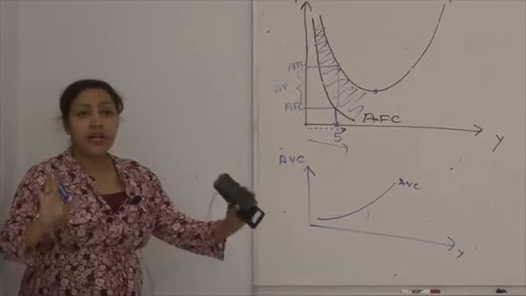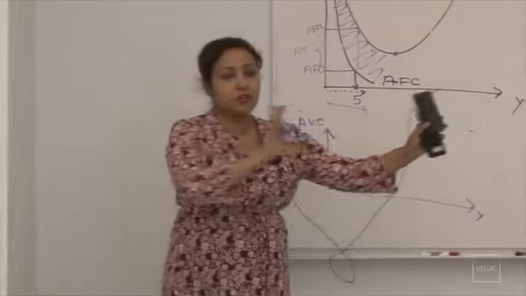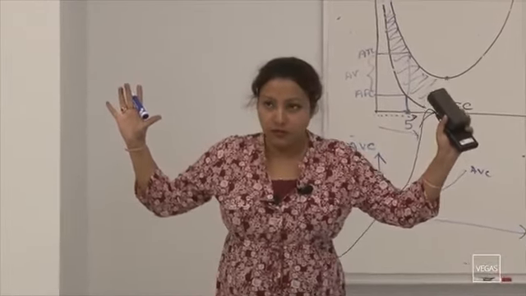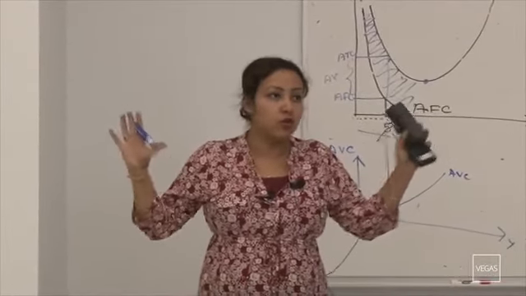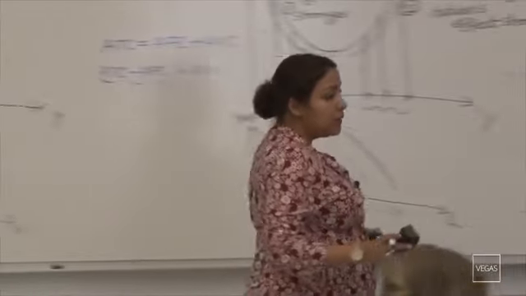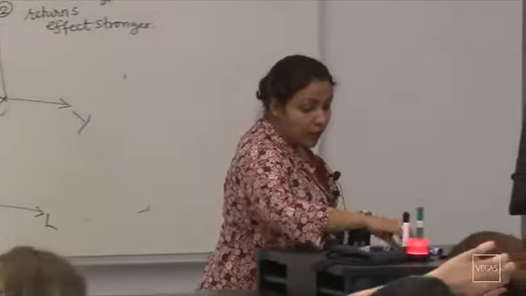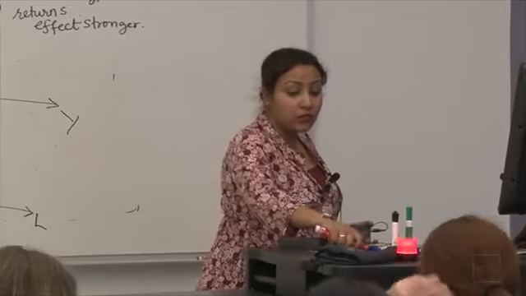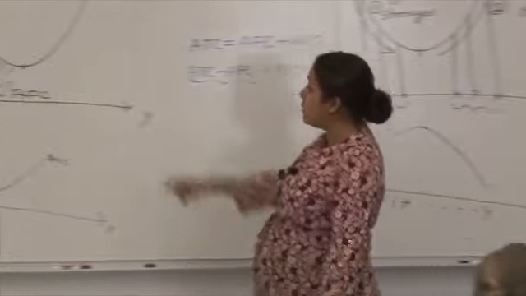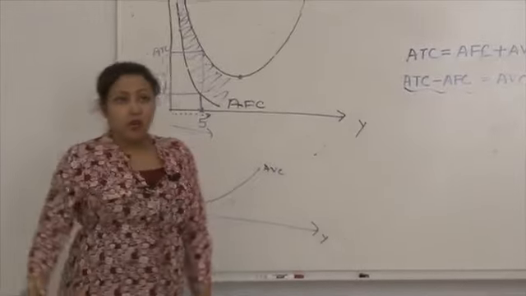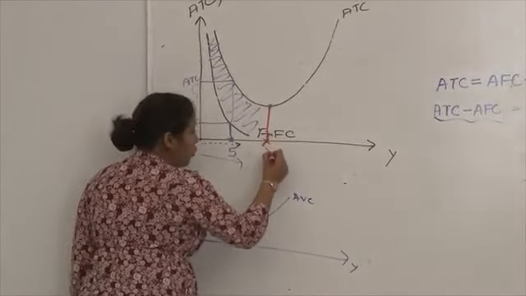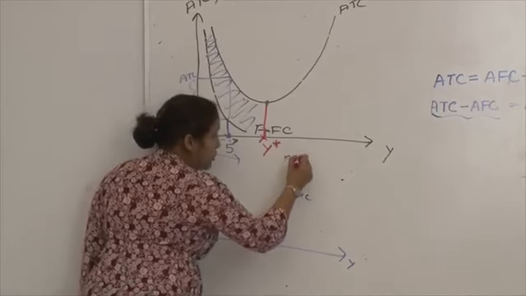Because at the end of the day, he is not worried about what is my fixed cost and what is my variable cost. He cares about his total, his average total cost. Whether that is coming from labor or that is coming from capital, that is immaterial to the producer. So if a producer has to satisfy his objective of cost minimization, he has to produce at minimum cost. And this particular output is his minimum cost output.